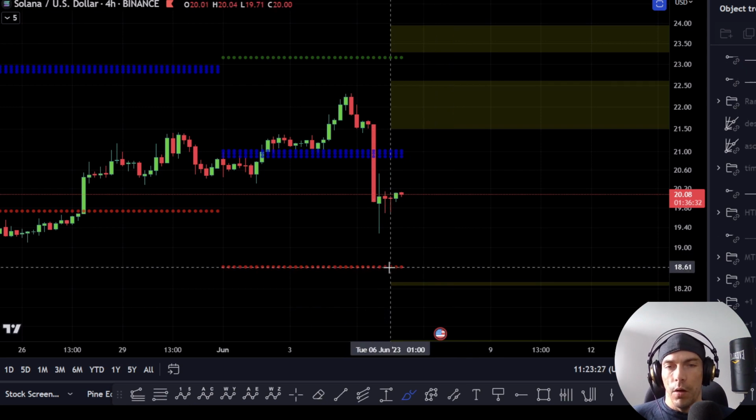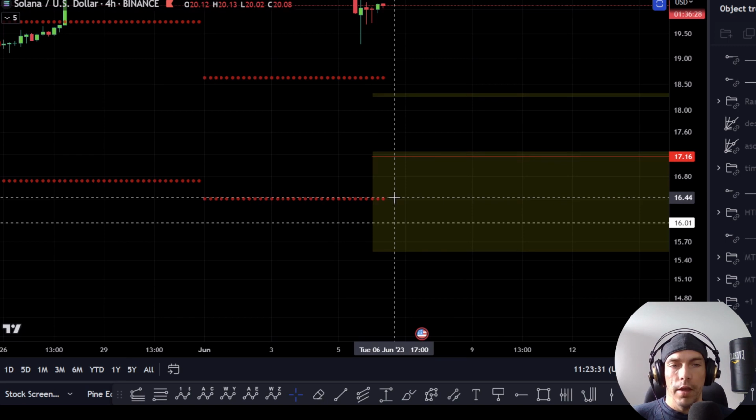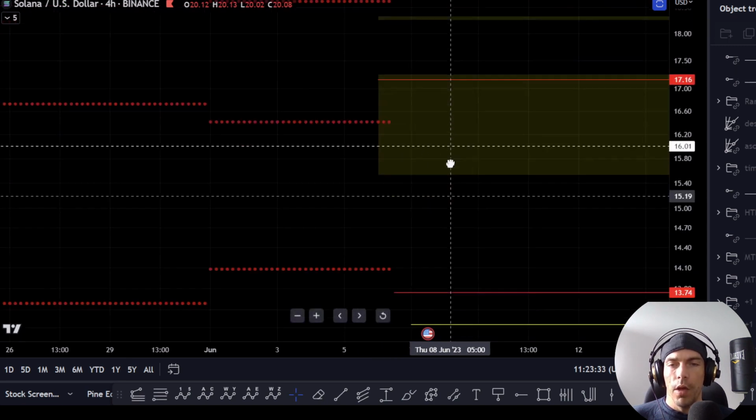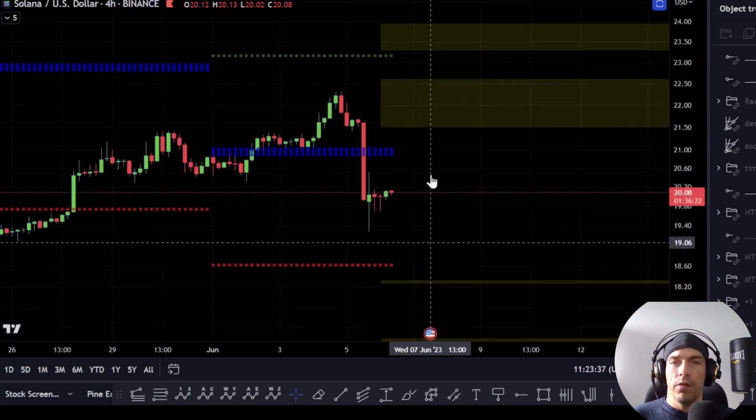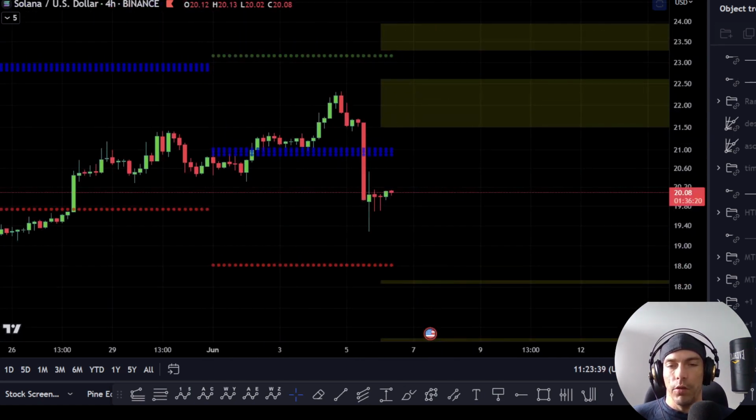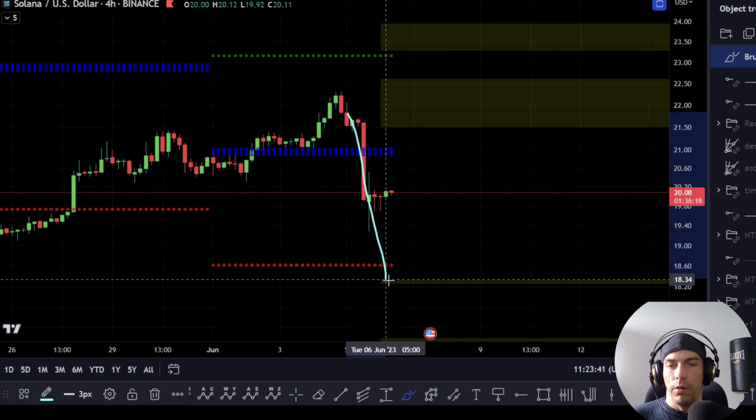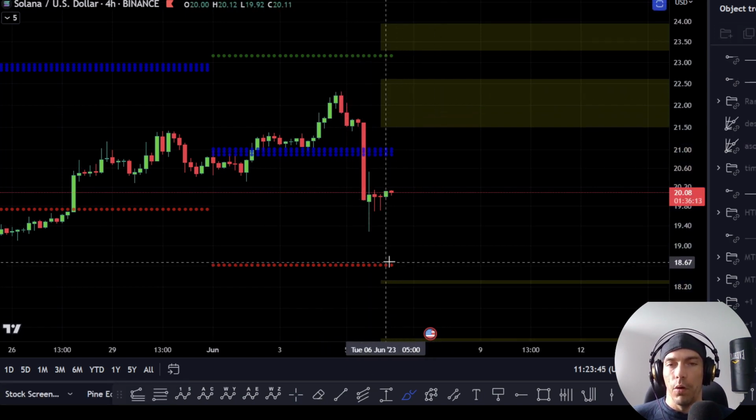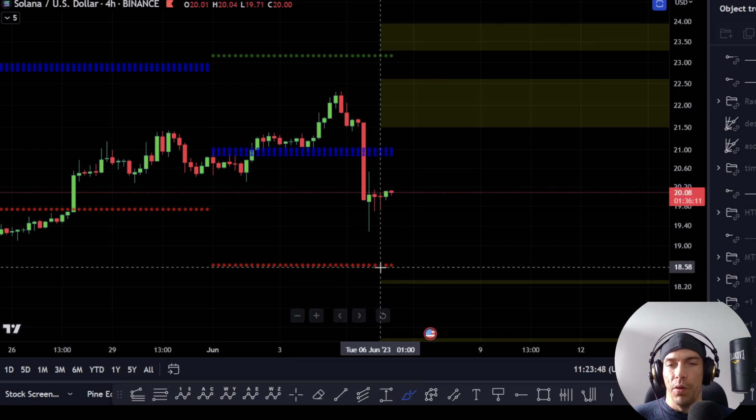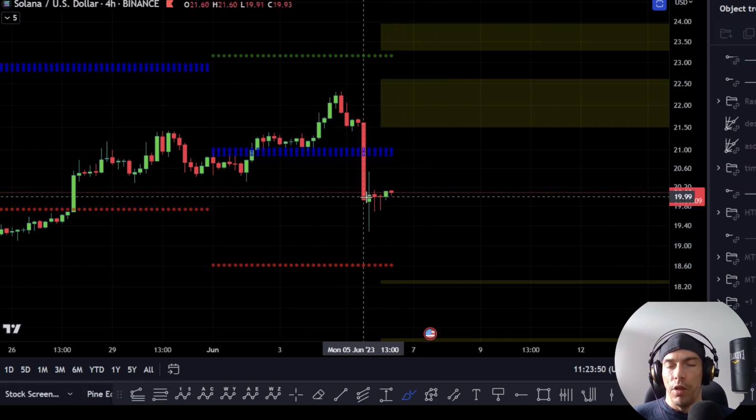So the R1 line is sitting here towards this 1861. We have the R2 line at this 1644, and then we have this R3 line towards this 1408. Now these are monthly CPRs, so it doesn't mean that we just have to break down and then just carry on going through and hitting these. What these can do is they can give us areas of confluence that we could actually see price pivot off of once it reaches these areas.